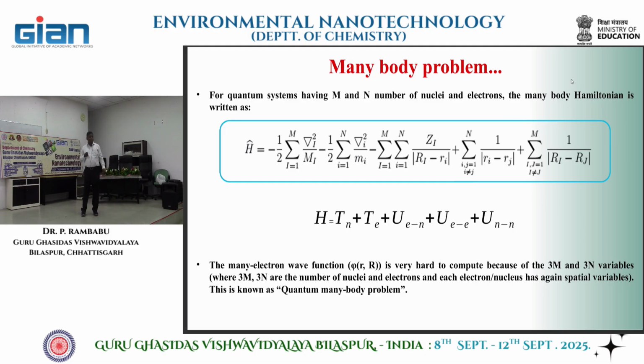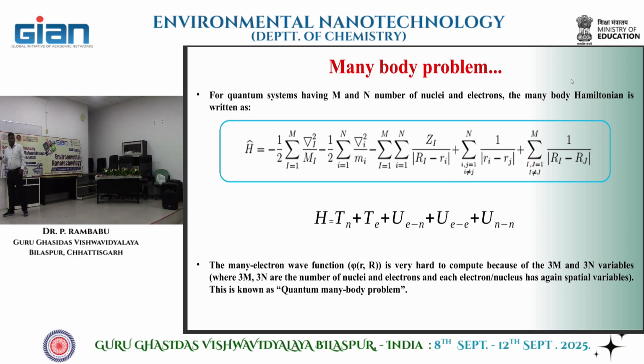So such a kind of problem is known as the many body problem. So there is a problem, right? Many body means there are many electrons present in the system. So that is what I have written here. For a many body system, suppose I have m number of nuclei and n number of electrons.